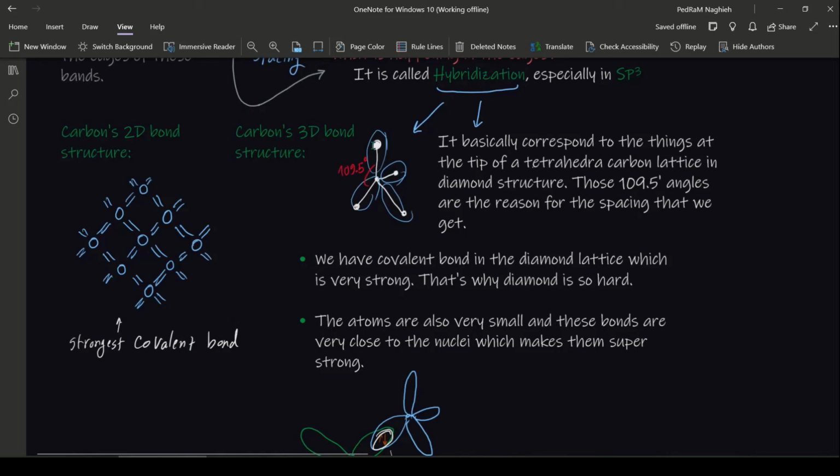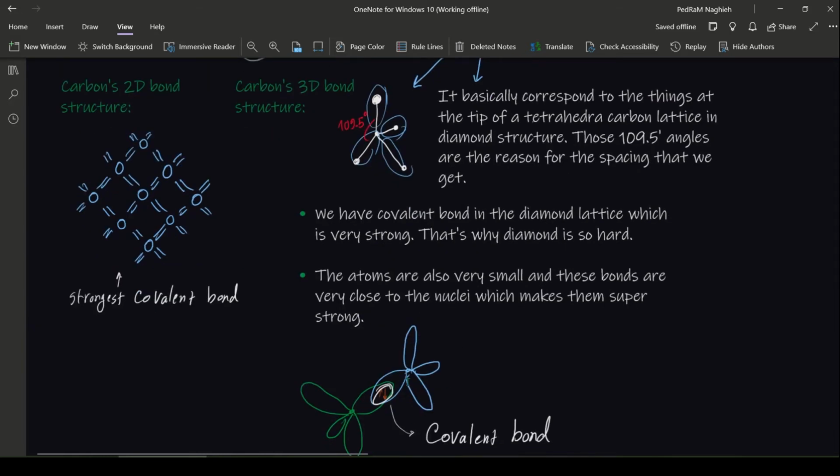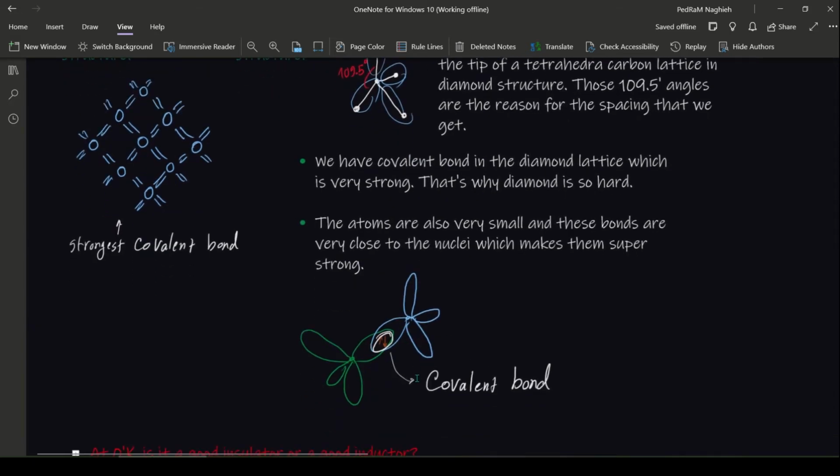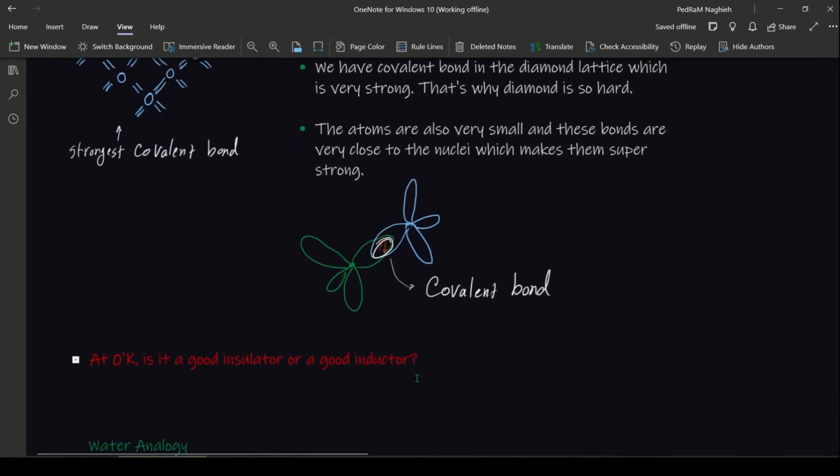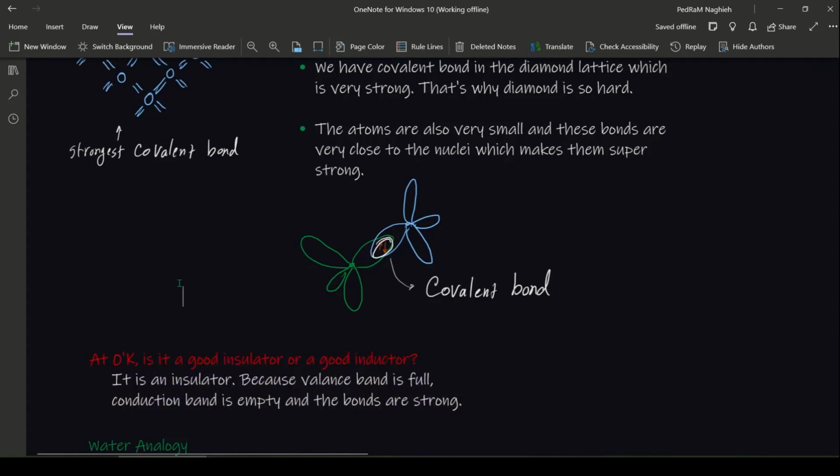This is carbon, 4 atoms. In a 2D structure, we can see them right there, and in a 3D format, we can see them right there. Covalent bonds are super strong. So at 0 degrees Kelvin, is it a good insulator or a good conductor? As we just talked about, it is an insulator because the valence band is full, the conduction band is empty, and the bonds are strong.